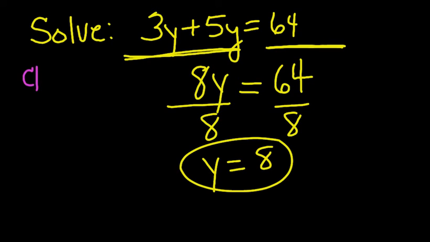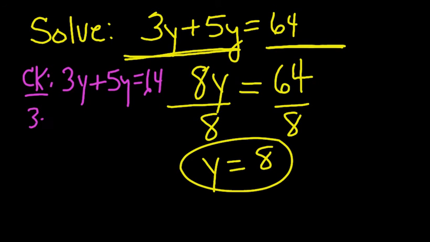And then, yes, you always have to check it. So to check it, what do you do? You write the original problem, right? Always the original problem. Then you put y back in, whatever you think y is, back in to see if it really works. So put the 8 back in. So 3 times 8 plus 5 times 8 equals 64, we think.